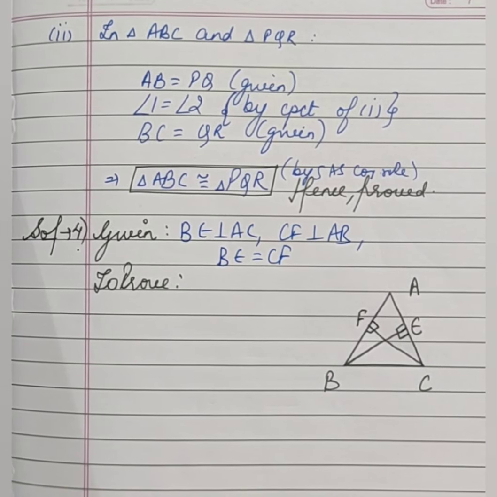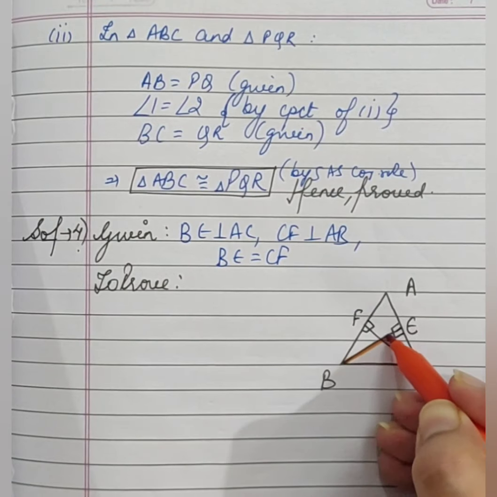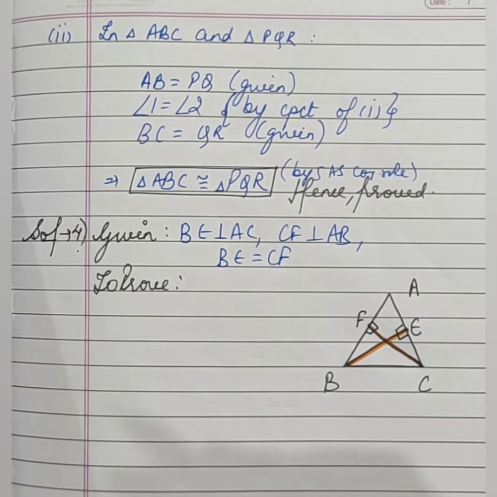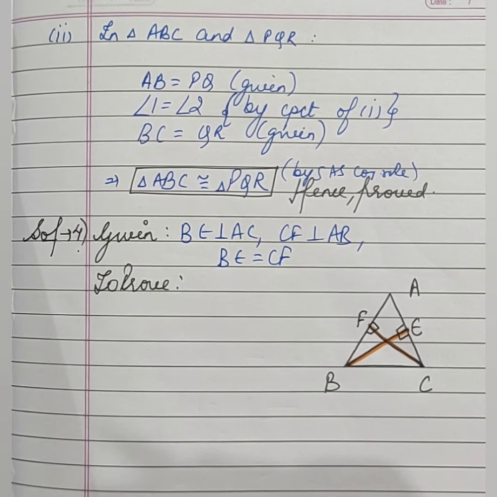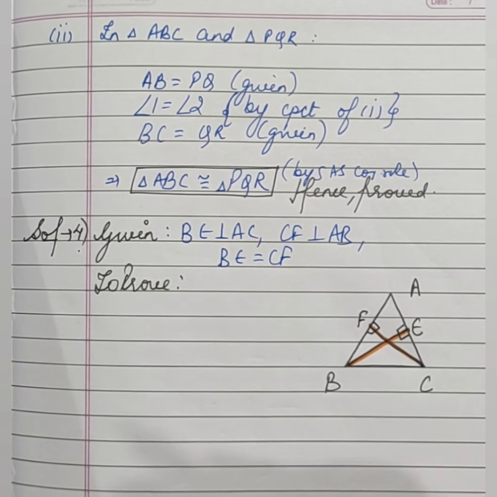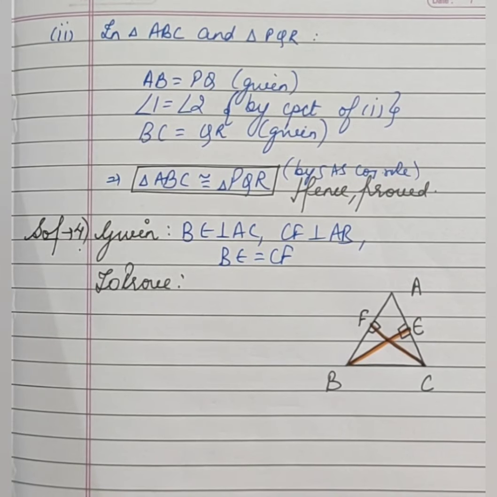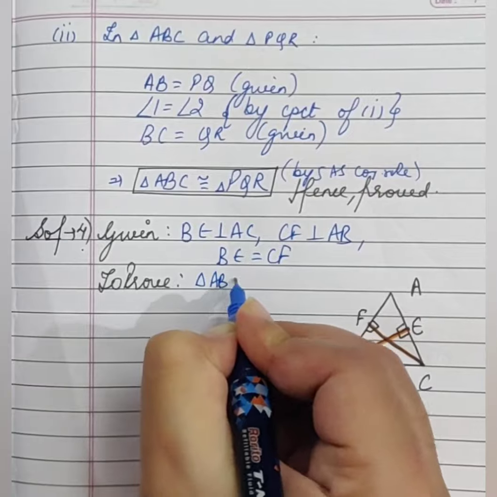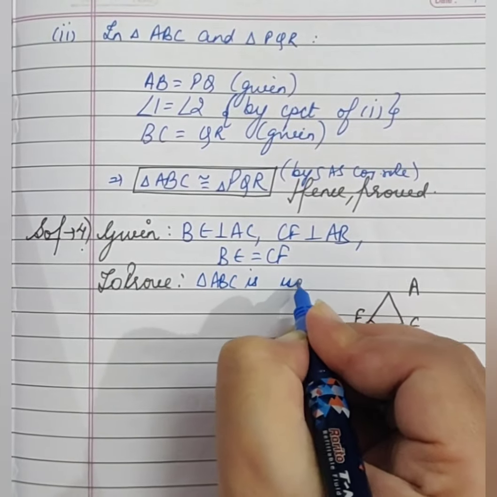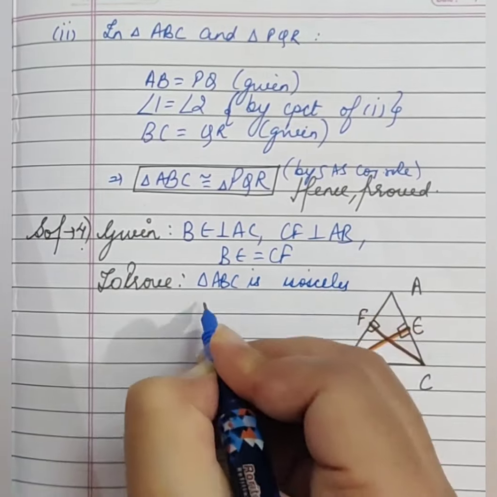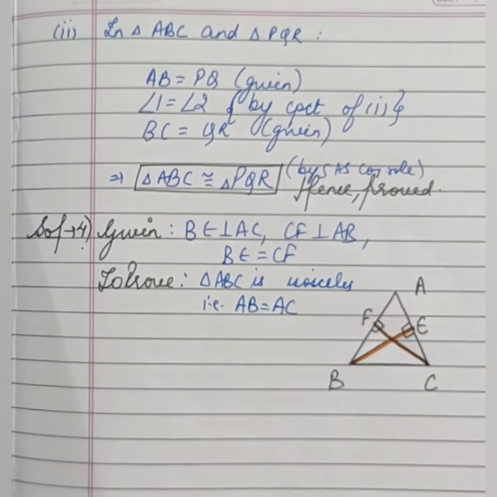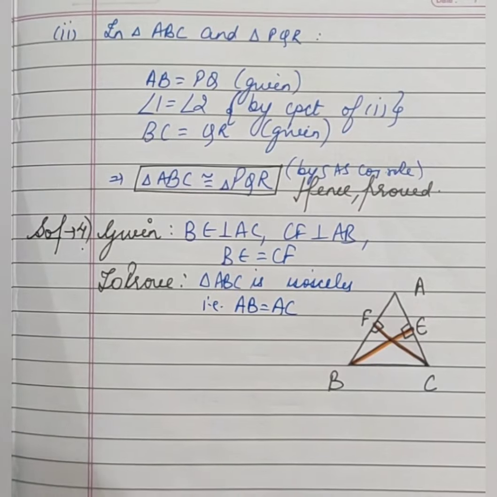I'll mark them. These are equal. Using RHS congruence rule, prove that triangle ABC is isosceles. So we are supposed to prove triangle ABC is isosceles. That is, we are supposed to prove AB is equal to AC. So let's see how we'll do. We have to use RHS rule only. We cannot use any other rule.